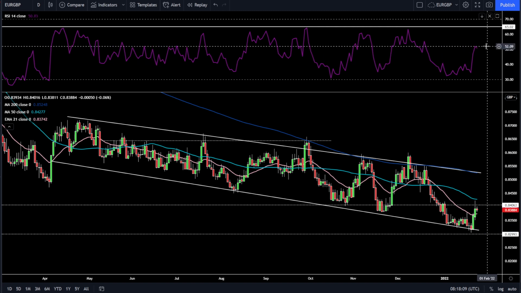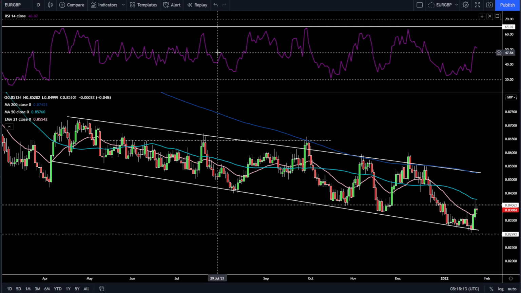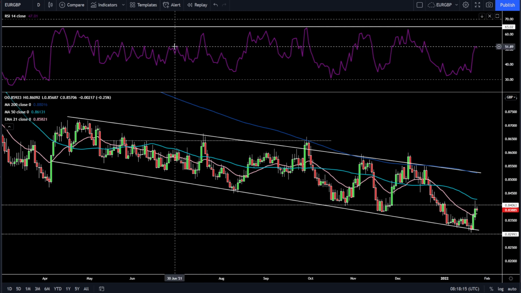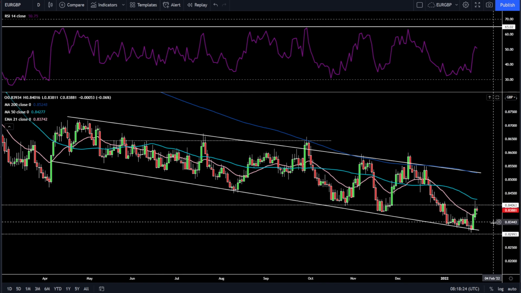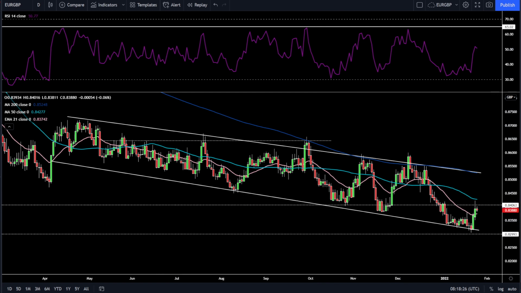The RSI has cooled off a bit here at this 50 level. If you go back to around mid-year of last year, we can see price was capped at this level too. So we'll see if Euro GBP rolls lower, given more positive risk sentiment.